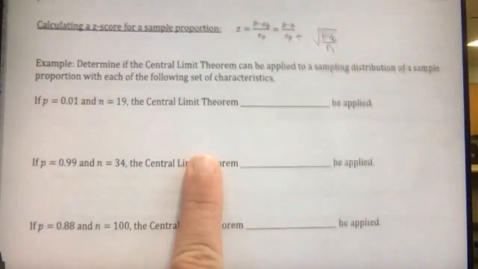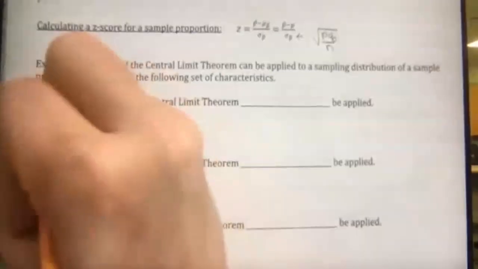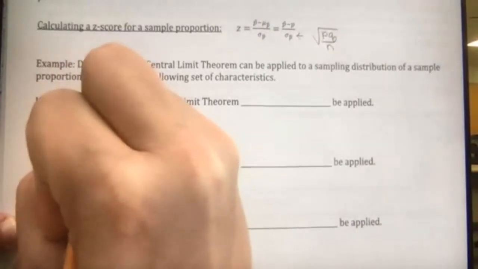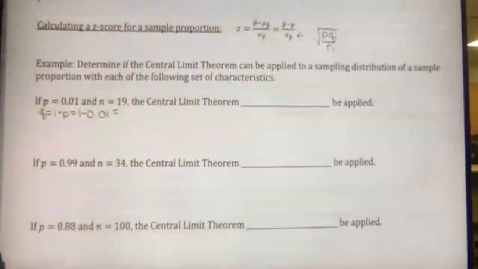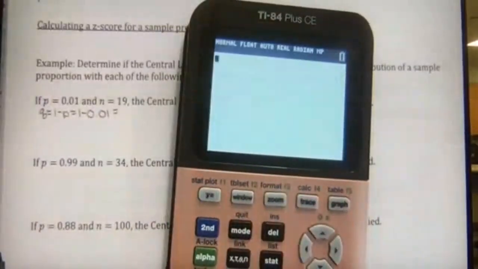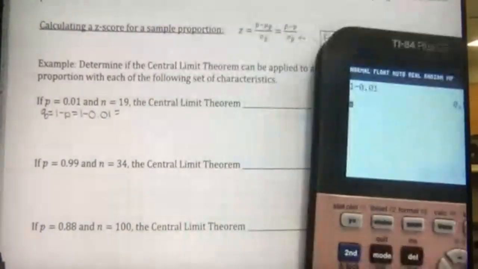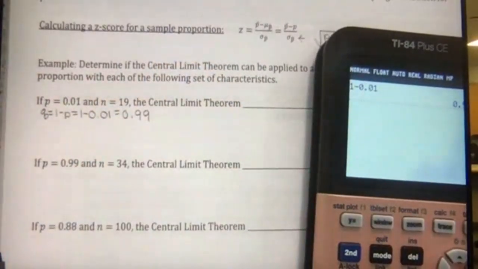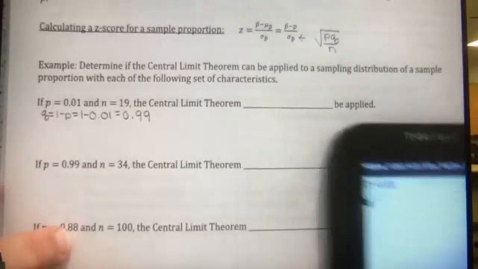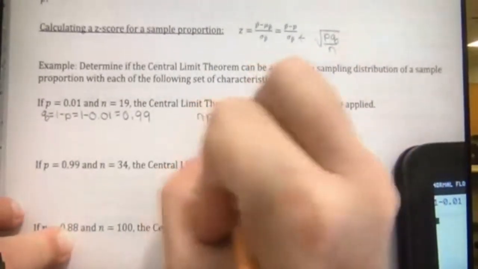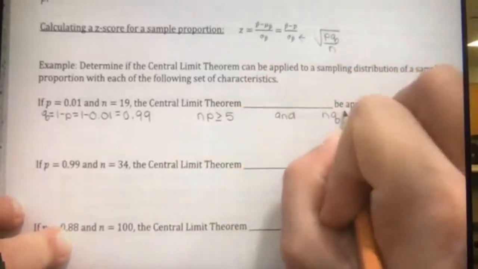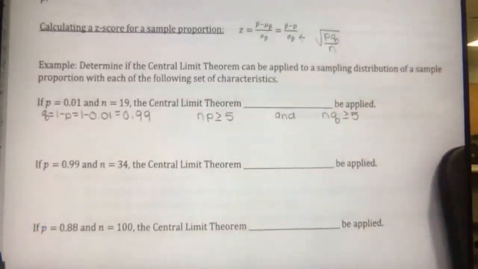So our first one says p is 0.01. That means our q value is 1 minus p. So 1 minus 0.01 gives us our q value of 0.99. And n is 19. So can we apply the central limit theorem? Our first thing says n times p has to be greater than or equal to 5, and n times q has to be greater than or equal to 5. That's what we're looking for. If yes, then it can be applied. If no, it cannot be applied.